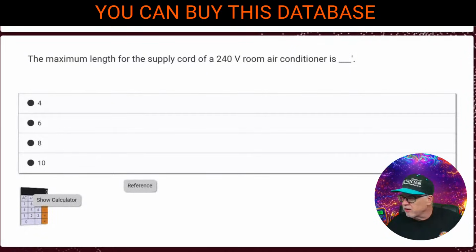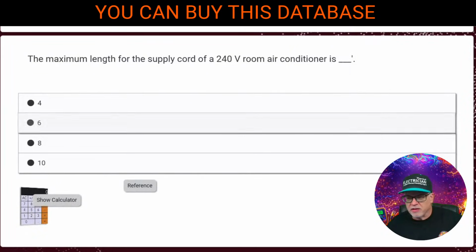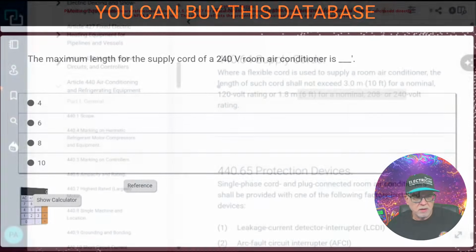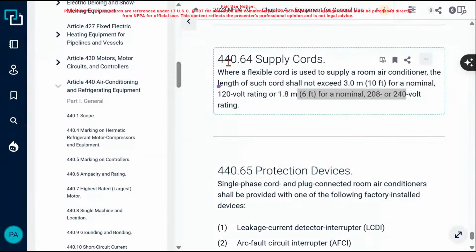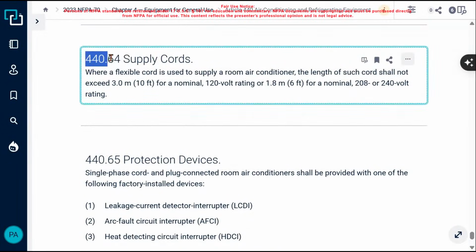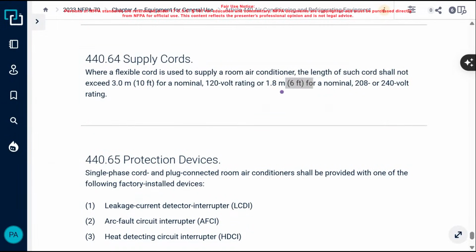And we're back here at the question. So let's go ahead and get over to here. And there is 440.64. Now, real quickly, notice there's a 10-foot and a 6-foot. Now, why am I pointing this out?